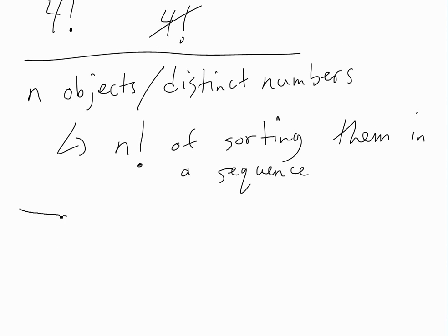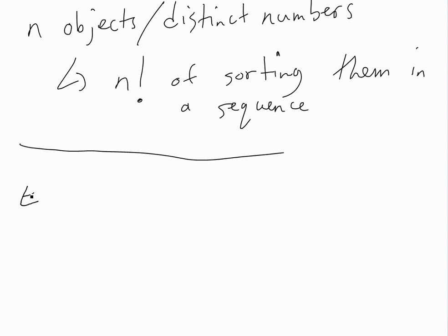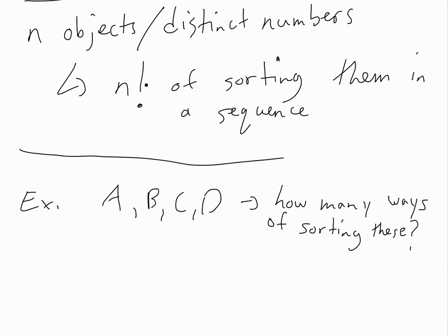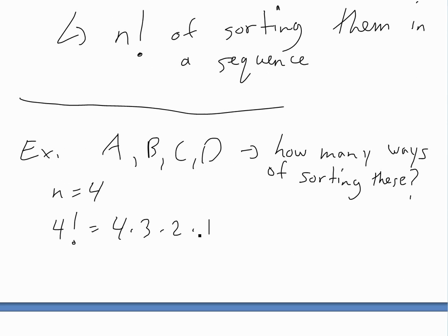To illustrate this, we'll do an example right here. Let's say we have the letters A, B, C, and D, and we want to know how many ways of sorting them. From the statement I made, it should be n factorial, where in this case n is 4. So we have 4 factorial, which equals 4 times 3 times 2 times 1. 4 times 3 is 12, times 2 is 24. So it should be 24 ways.